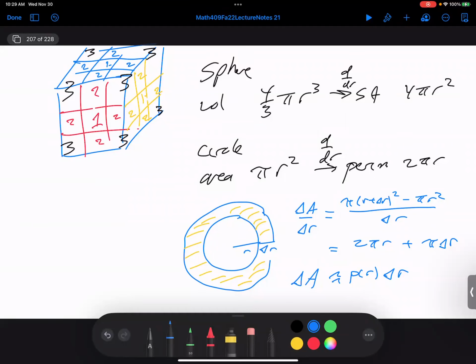And you can do something similar for a sphere. The shapes fit very nicely. And so if you forget one of the formulas, as long as you remember something else, you're okay.